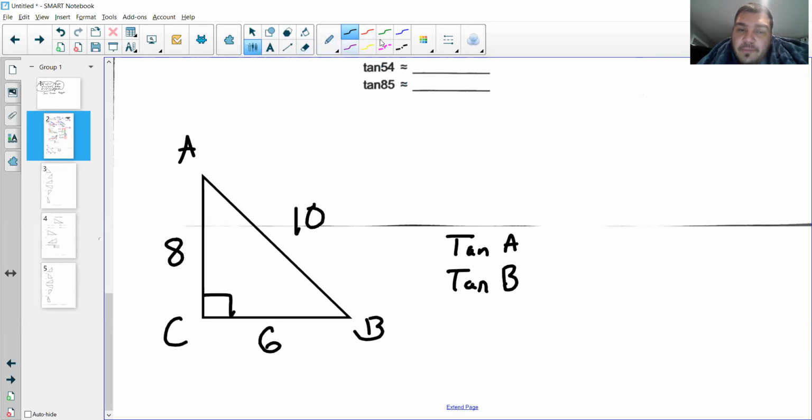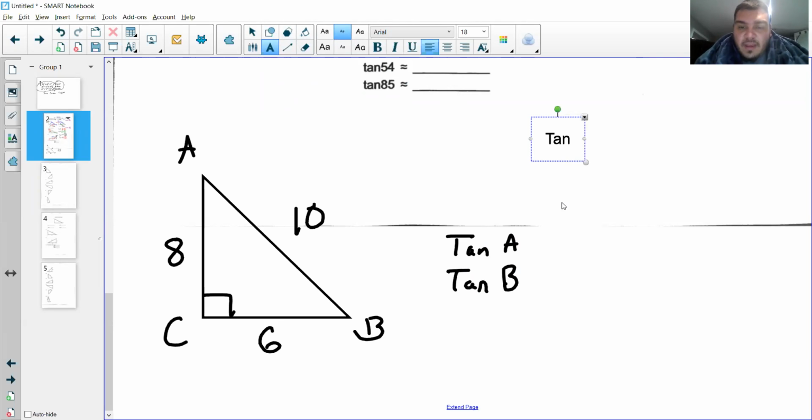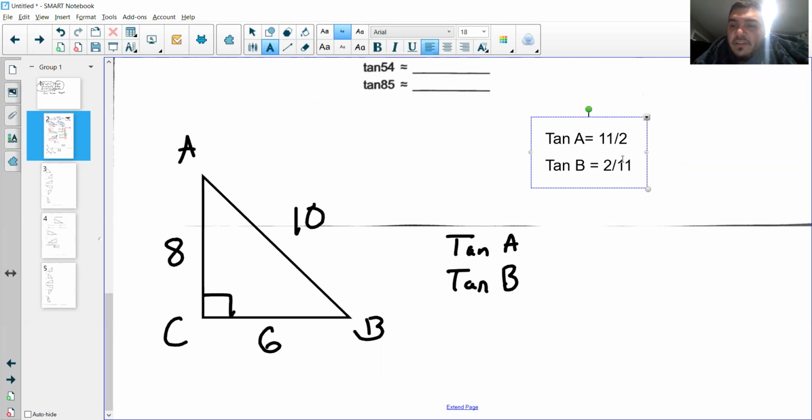So when you type it out, I would type it out like tan A equals, I don't know, like 8. Well, I don't want to put the answer. So like 11 over 2. And then tan B equals 2 over 11. Something like that. This is not the right answer, so. But that's how you would type it to me.